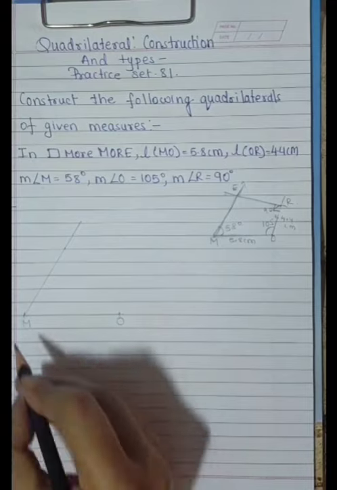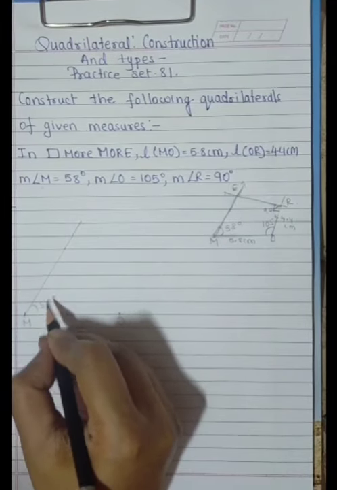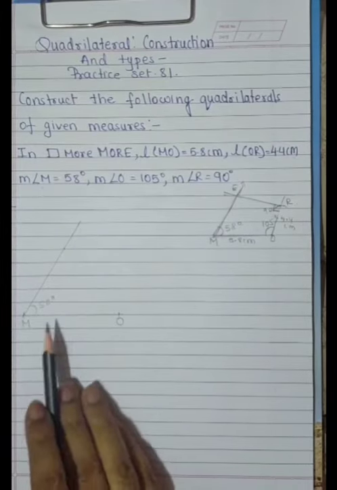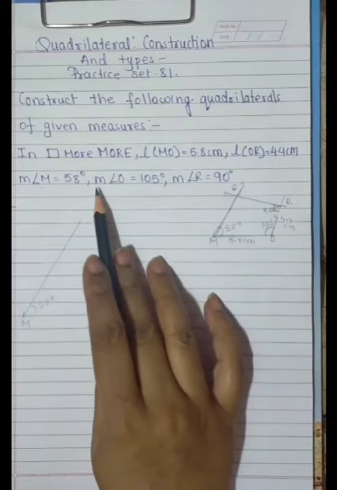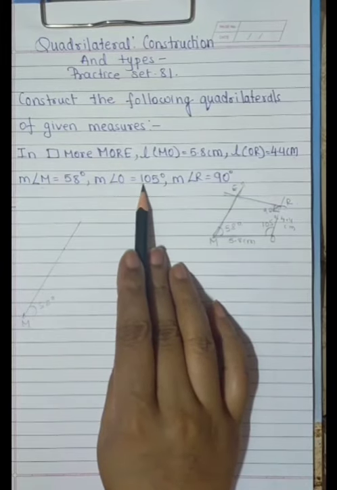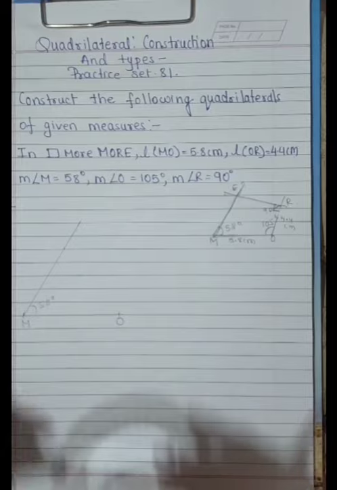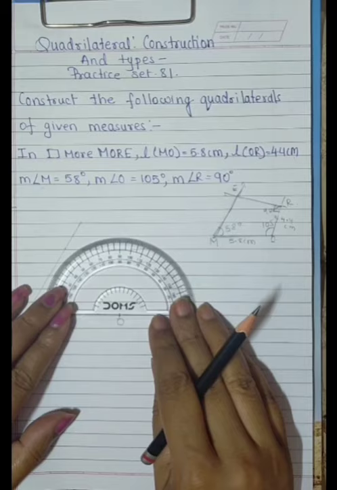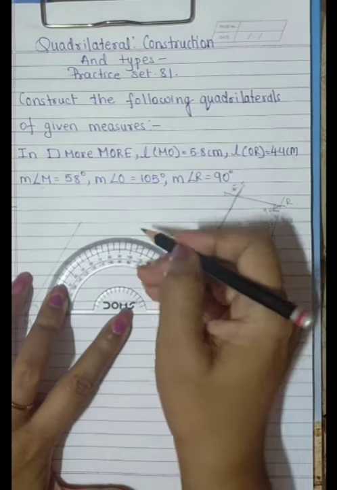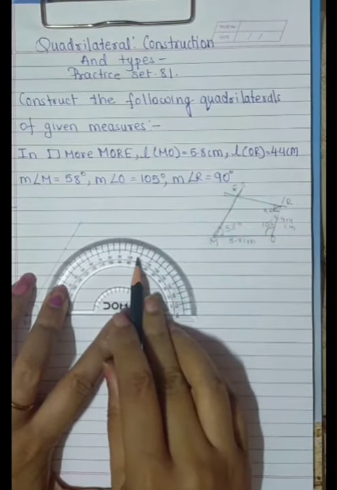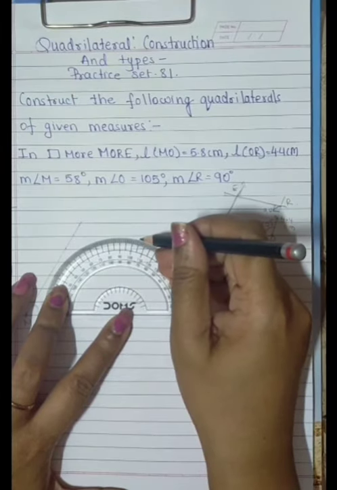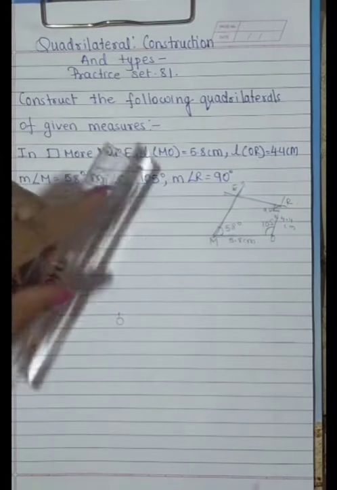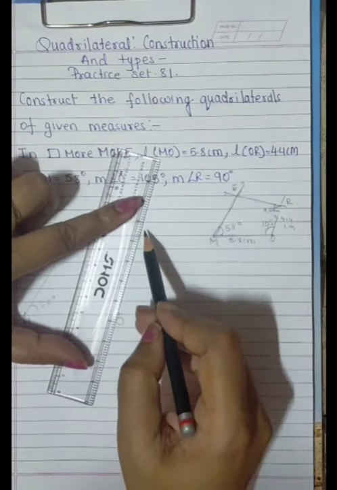This is the 58 degree angle. Next we have to draw measure angle O as 105 degree. So I am keeping this protractor on O. Now here 105 is here. I hope it is visible. We are going to draw this angle. We have to join.